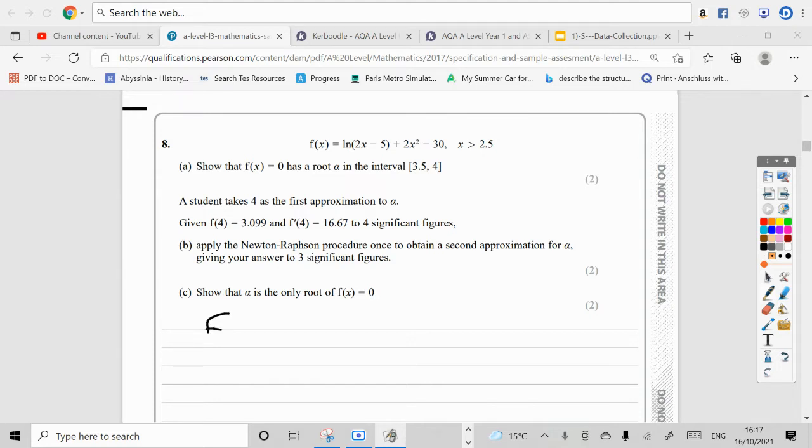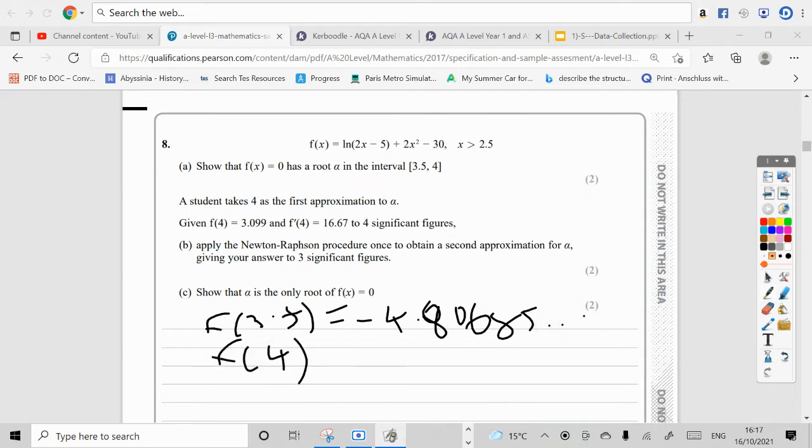So we need f of 3.5. Get the calculator out. Log of 2 lots of 3.5 minus 5 plus 2 lots of 3.5 all squared minus 30. And you get the solution minus 4.80685.